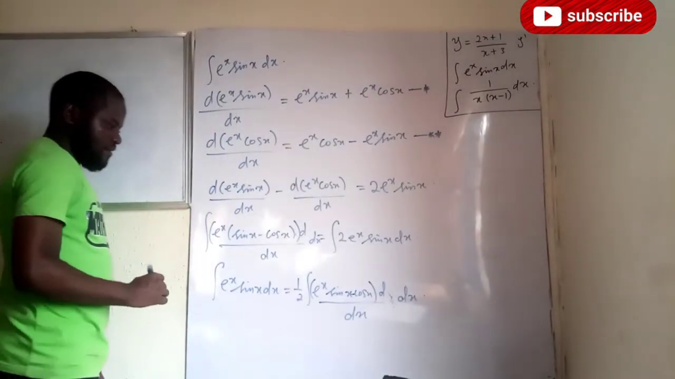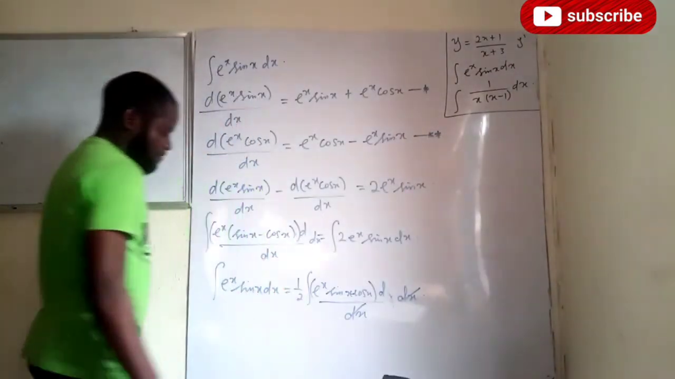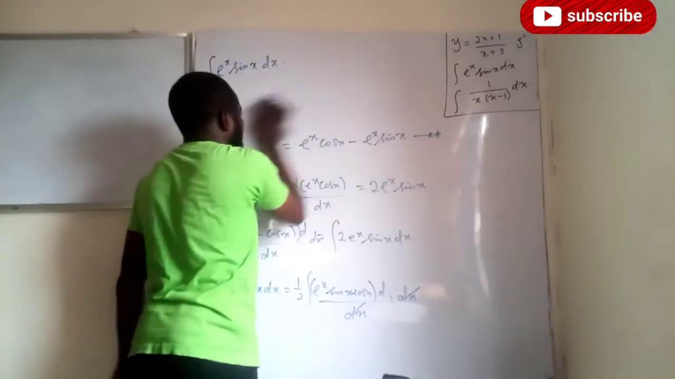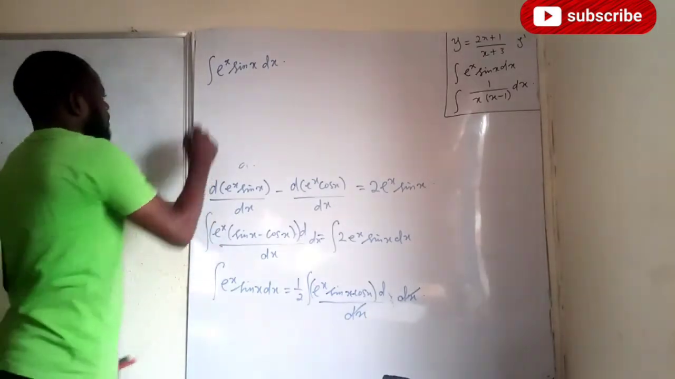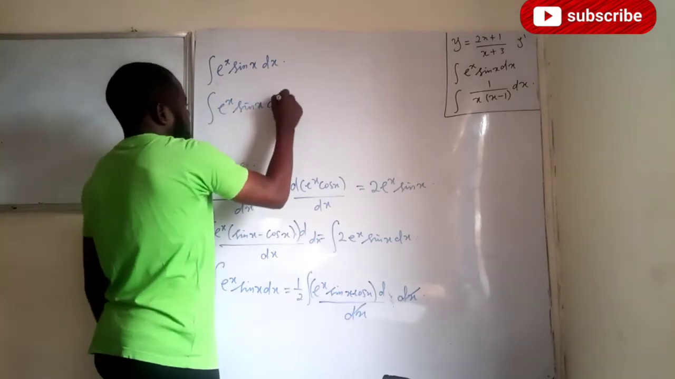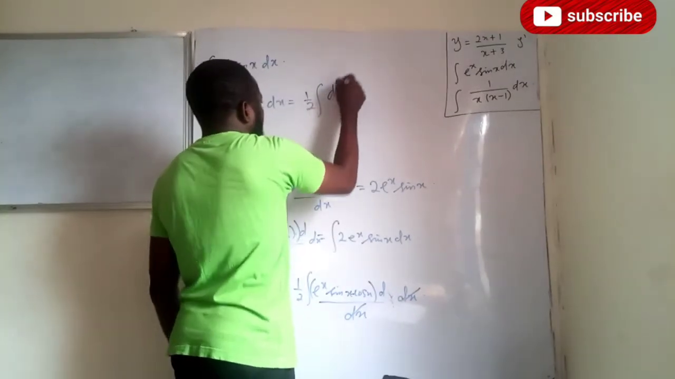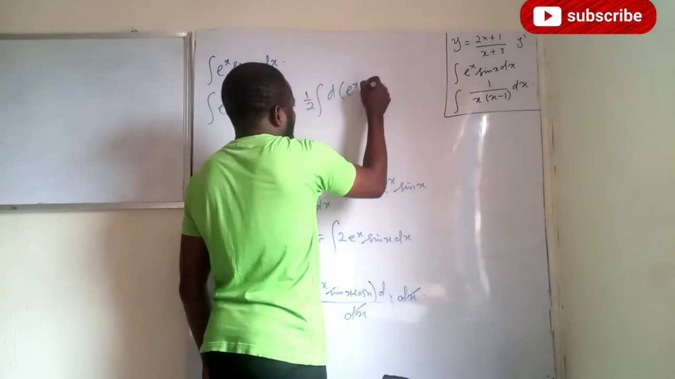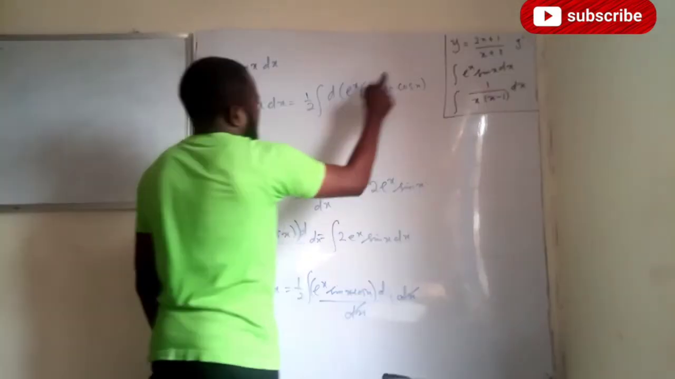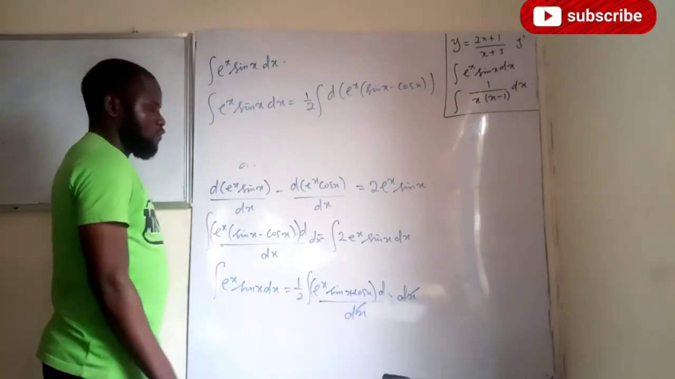Are we together? Okay, so this and this would cancel. So if this and this cancel, then I will have the integral of e to power of x sine of x dx equal to 1 over 2, as a constant, the integral of d e to power of x sine of x minus what? Minus the sine of x minus cos x. Okay? Are we getting this now?